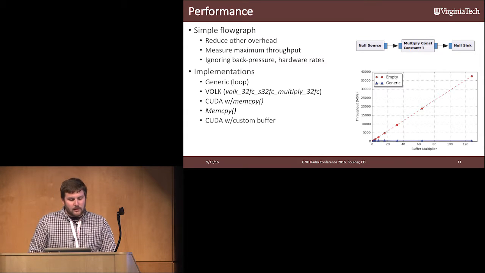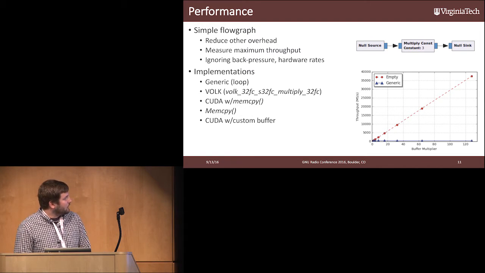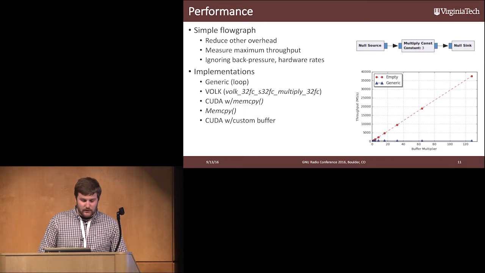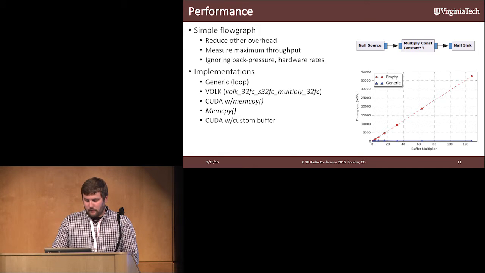So I had 5 different implementations. A generic implementation of the multiply constant block. It just ran a for loop, no optimization there. The multiply const complex to complex block, which uses one of the Volk kernels. And then we had 2 different CUDA implementations. One of them used a memory copy, and it had to copy from a GNU radio buffer to a CUDA buffer before it could execute the kernel. And then the custom buffer version of the CUDA graph.